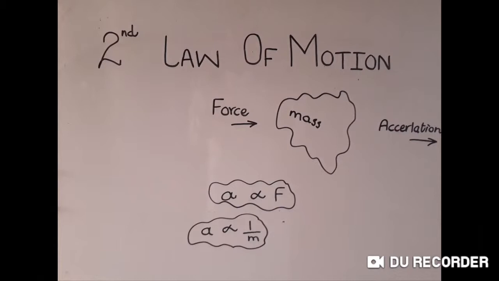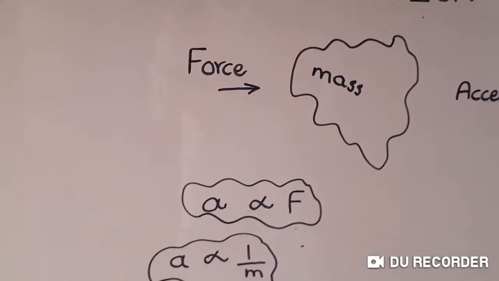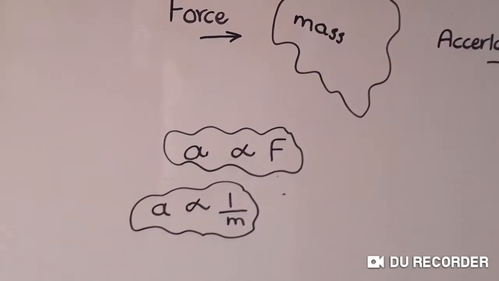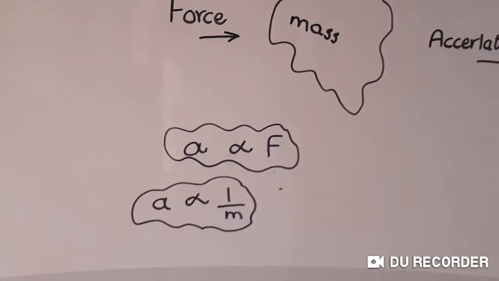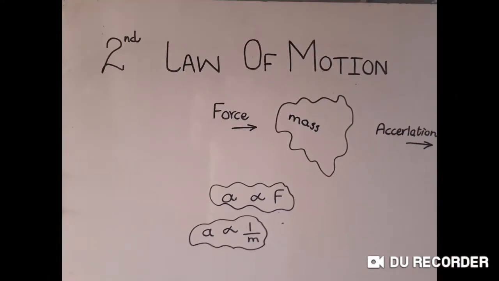So we have learned so far that whenever a net force acts on a body, it produces acceleration in the body, and the magnitude of this acceleration is directly proportional to the net force and inversely proportional to the mass of the body. Next, there is a derivation of Newton's second law of motion, and this derivation has a wider use in physics.